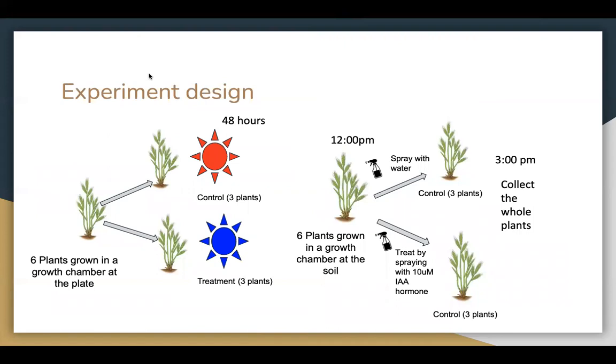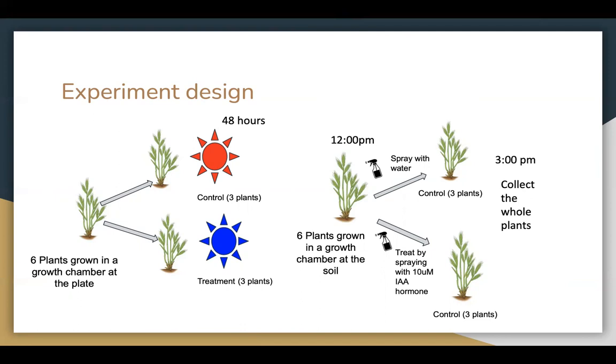So then we did a new experiment. This is our experimental design. Our original design was using blue light to treat plants for 48 hours and applying red light to the control group. We hypothesized that the treatment group would show more gene expression than the control that was treated with red light. However, our plants did not go well because they didn't grow.